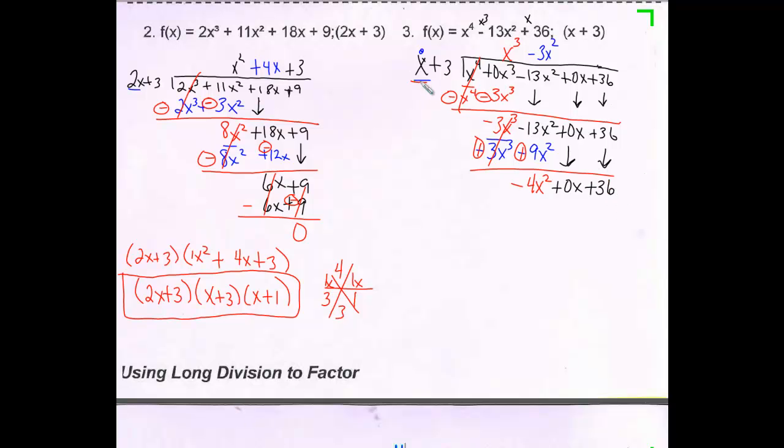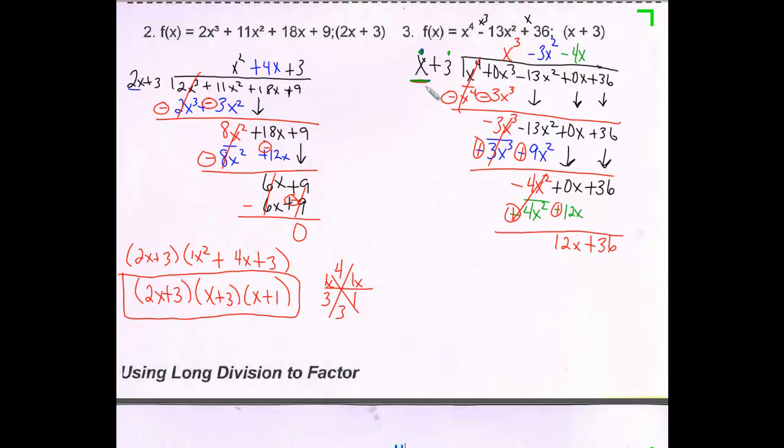And start again. x goes into negative 4x squared, negative 4x times. Now distribute. Negative 4x times 3 is negative 12x. Negative 4x times x is negative 4x squared. Draw our line and change signs. And combine. The opposite pairs, 4x squared, will go away. And I'm left with 12x plus 36.